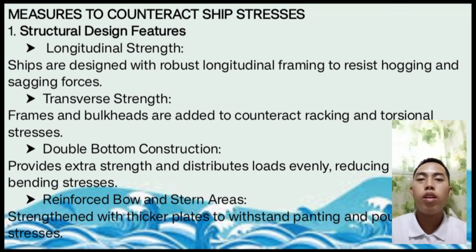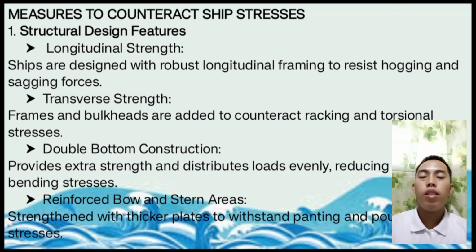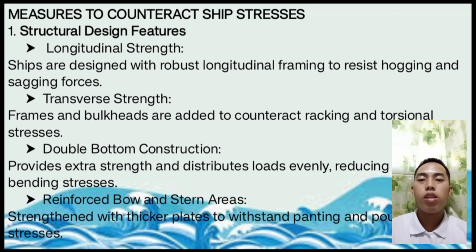First one is longitudinal strength. Ships are designed with robust longitudinal framing to resist hogging and sagging forces. Next, transverse strength. Frames and bulkheads are added to counteract rocking and torsional stresses. Second, double bottom construction provides extra strength and distributes loads evenly, reducing shear and bending stresses. And the last one is reinforced bow and stern areas, strengthened with thicker plates to withstand panting and pounding stresses.